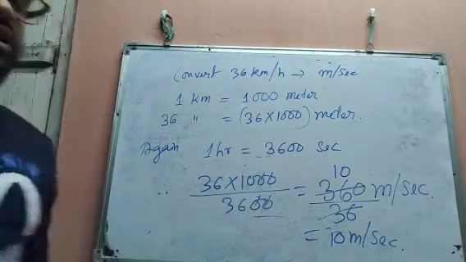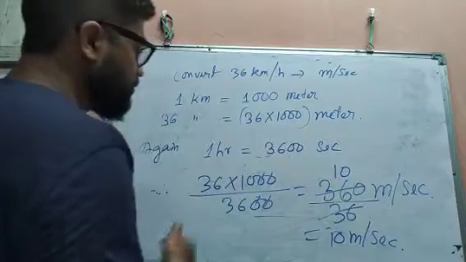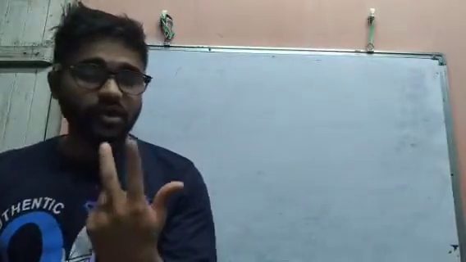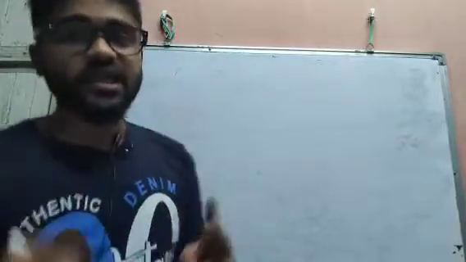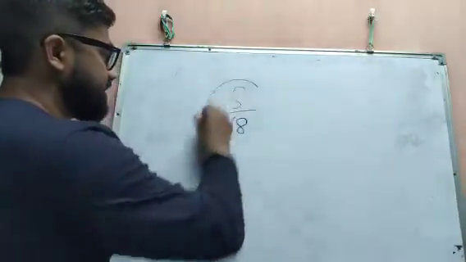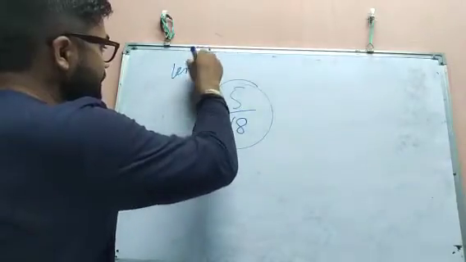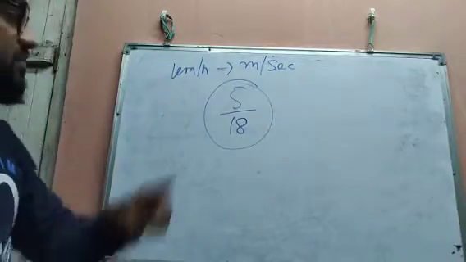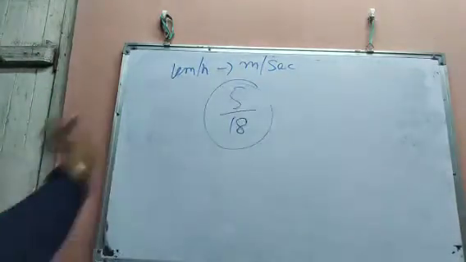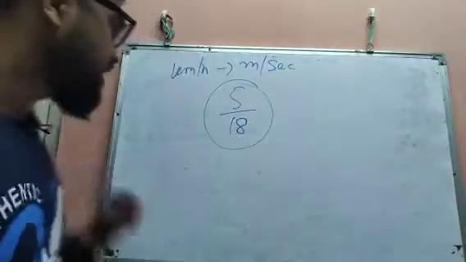Next, there is another very easy way to do it. When we are asked to convert from km/h to meter per second, always remember, simply multiply the given value by 5/18. When km/h to meter per second is asked, whatever the value given should be multiplied by 5/18. Then you can do it simply without doing this much calculation.